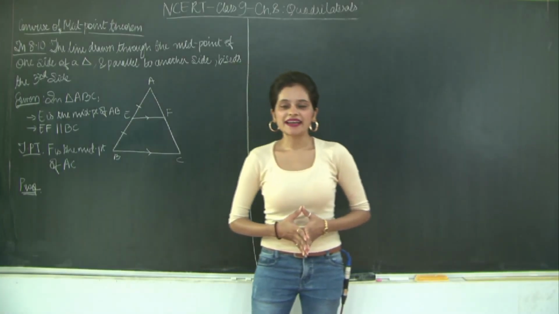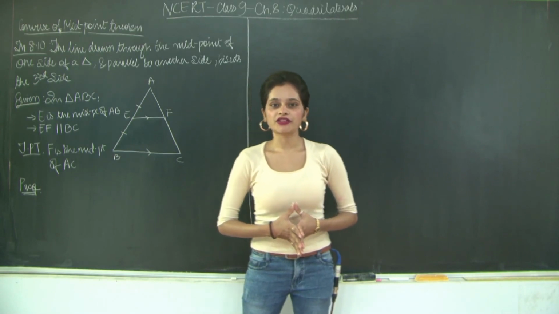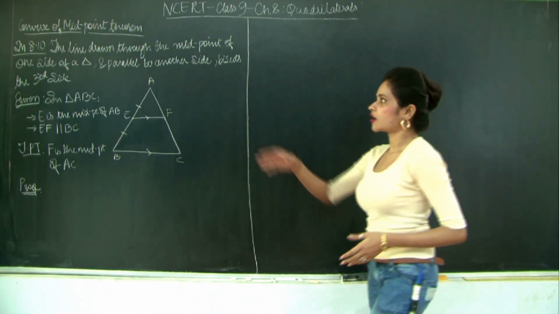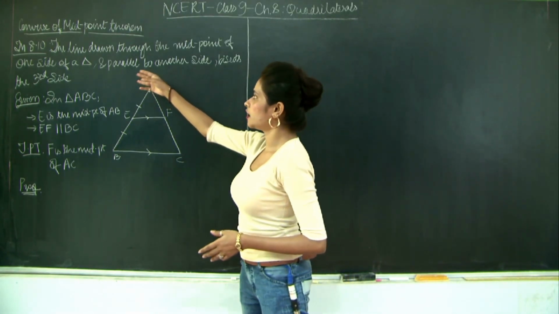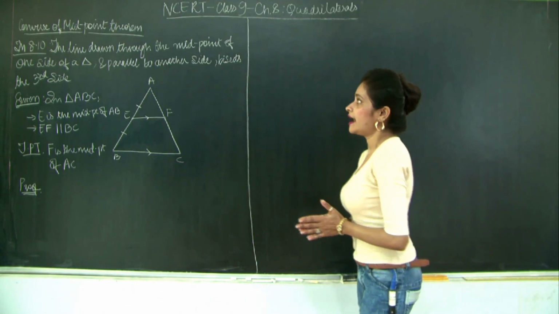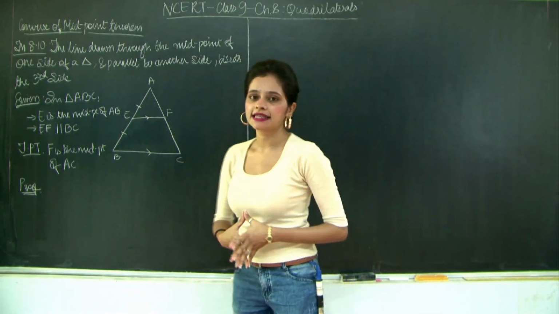Hello students, welcome back. Let us take a look at the converse of the midpoint theorem of chapter 8, Quadrilaterals. According to the theorem statement, the line drawn through the midpoint of one side of a triangle and parallel to another side bisects the third side.